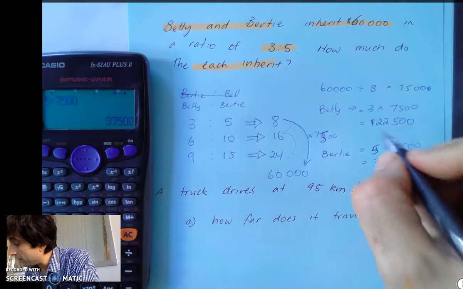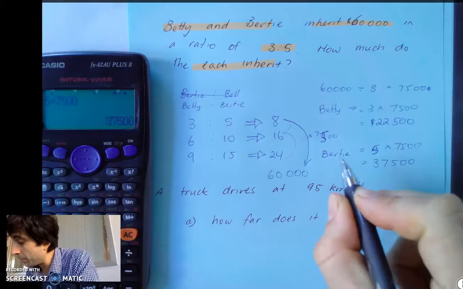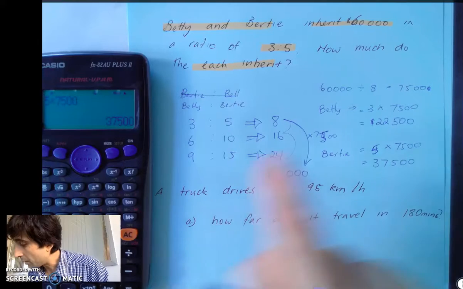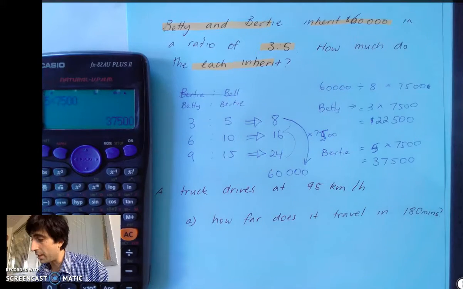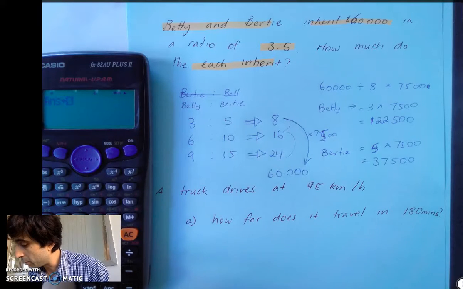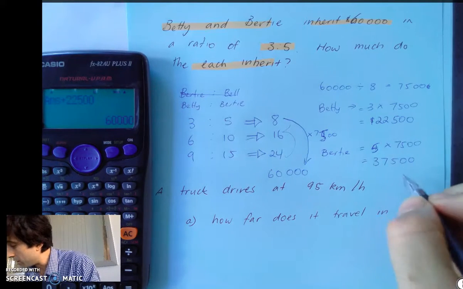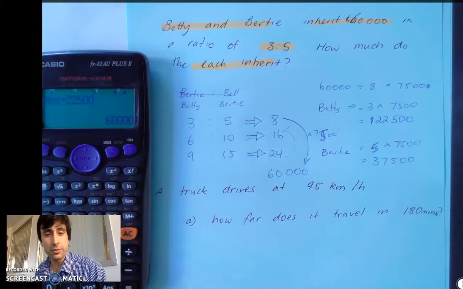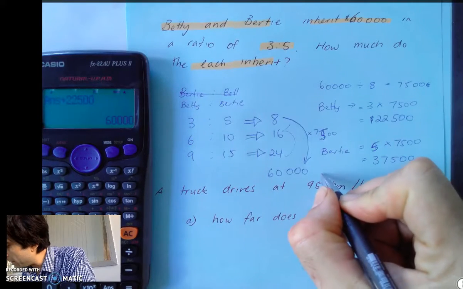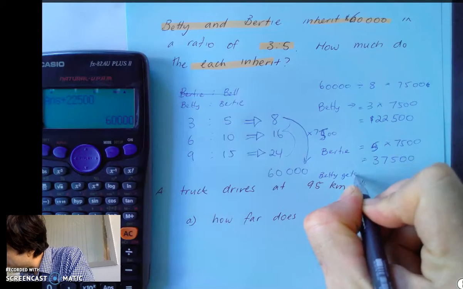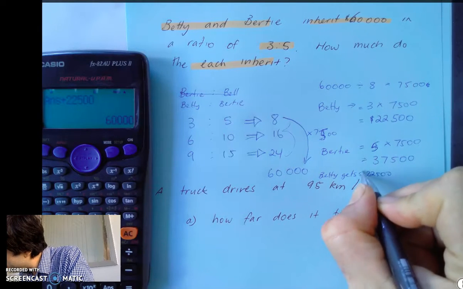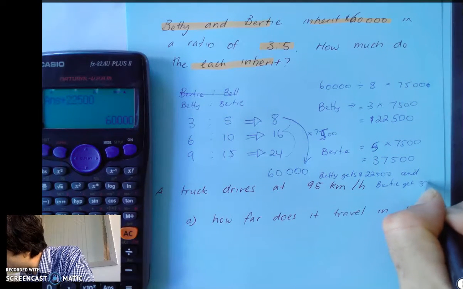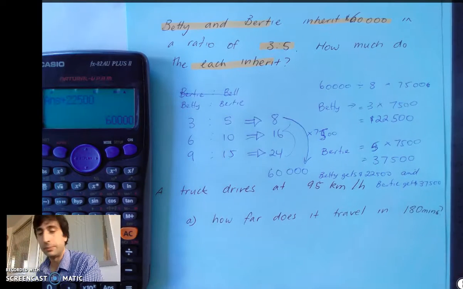So Betty gets $22,500. Bertie gets $37,500. How do I know that I've actually got the right answer here? Well, if I add them up, they should add up to 60,000. So 37,500 plus 22,500 equals 60,000. Boom! Now, we're running out of room, but what do I need to finish off this question? Worded question, worded answer. Betty gets $22,500 and Bertie gets $37,500. Boom, that's our answer.